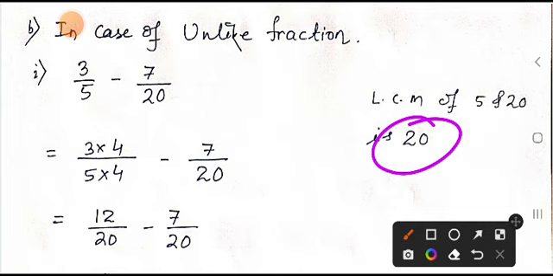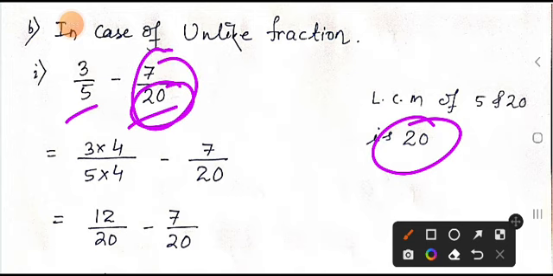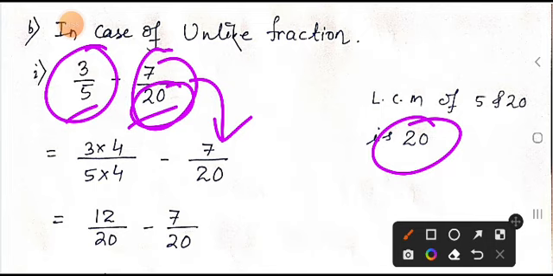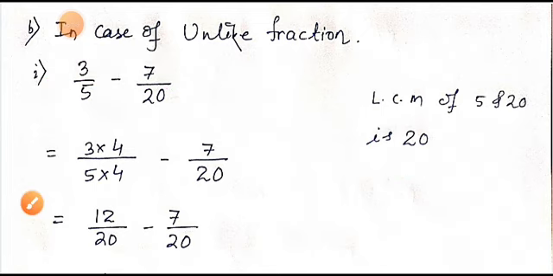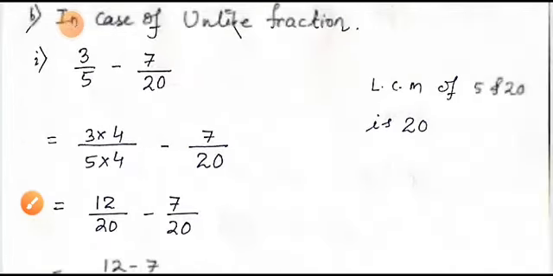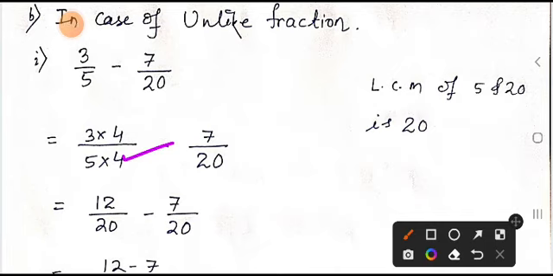Now we will try to make their denominator 20 in both cases, and the one denominator is already 20, so we will not change that. But in first fractions 3 upon 5, the denominator is 5. How to make that 20? Just we have to multiply 4 in denominator, also in numerator. So the first fractions will be 3 times 4, that is 12, and 5 times 4, that is 20. 12 upon 20.